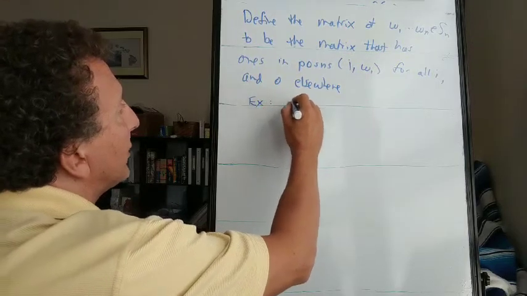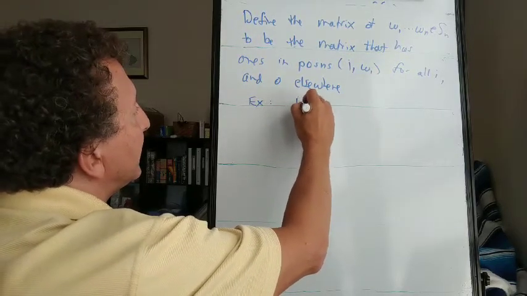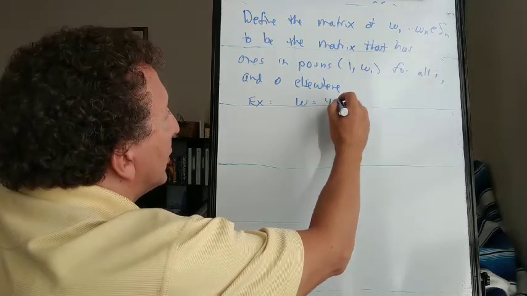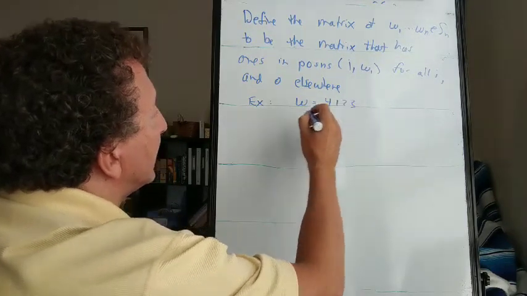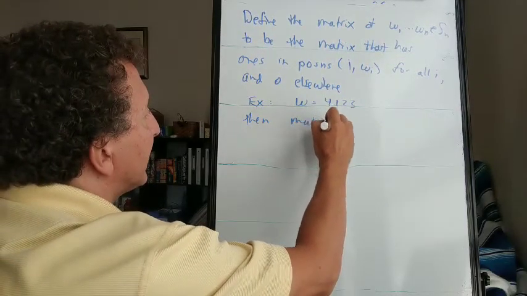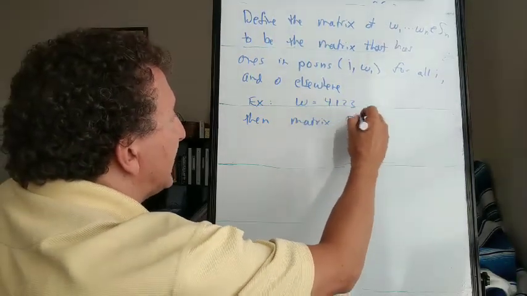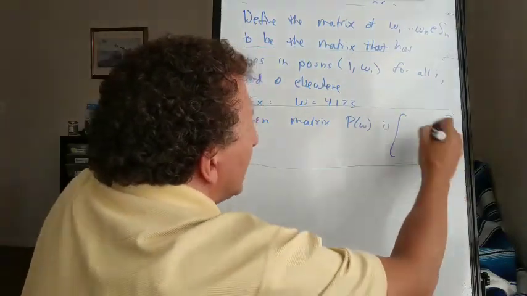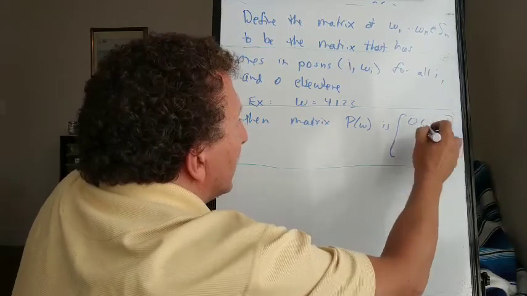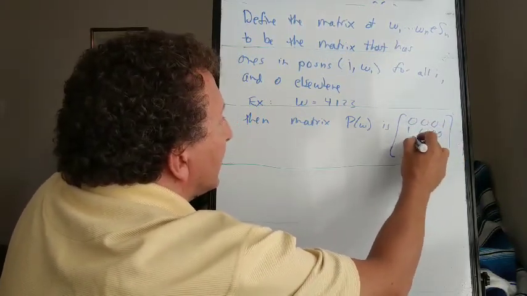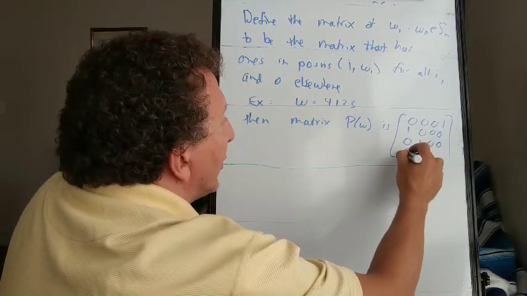So for example, if W equals 4, 1, 2, 3, then the matrix, let's say P of W, has a 1 in position 4, a 1 in position 1, a 1 in position 2, and a 1 in position 3.